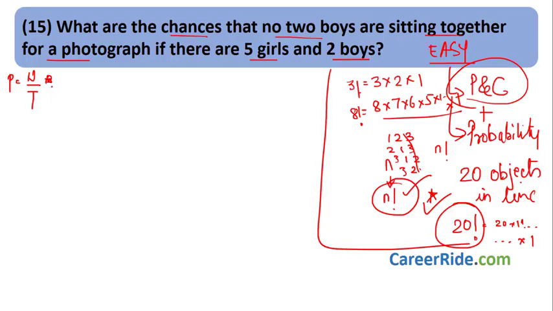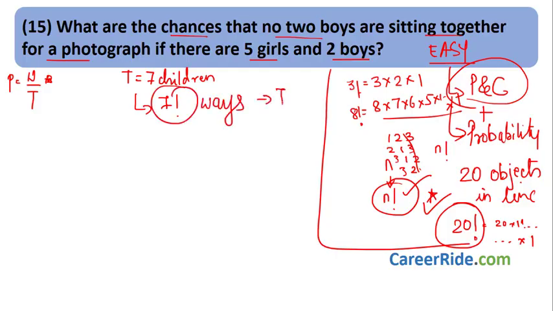How many total people are there over here? Total people are 5 girls plus 2 boys, that is 7 children. Now in how many ways can I arrange these 7 children? 7 factorial ways. This is the total number of ways. Now what they have given is that no 2 boys should be sitting together.